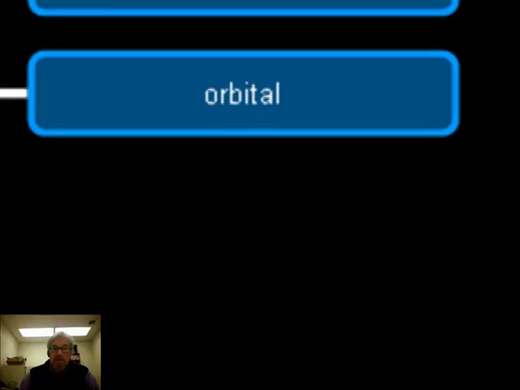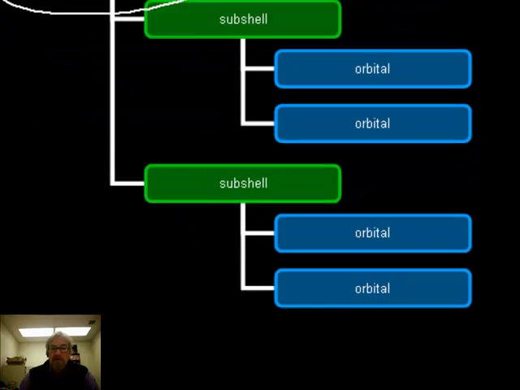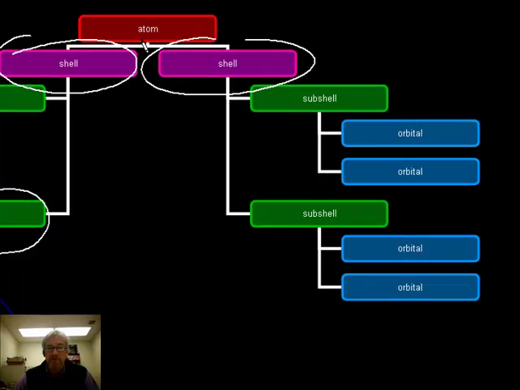Orbitals are where electrons are likely to be found. Orbitals are grouped into subshells. Subshells are grouped into shells, and there can be more than one shell in the atom.